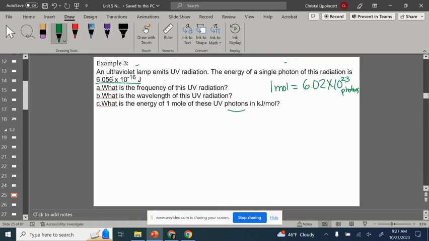All right. The abbreviation for mole, M-O-L-E, is M-O-L. It doesn't save you much. I know.